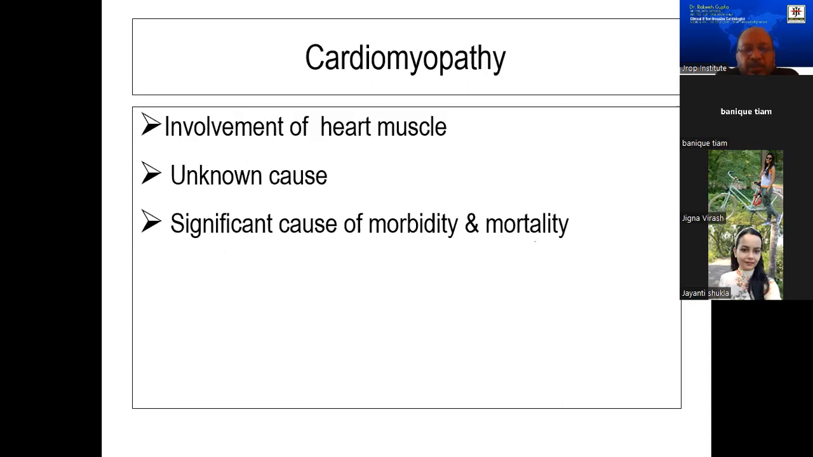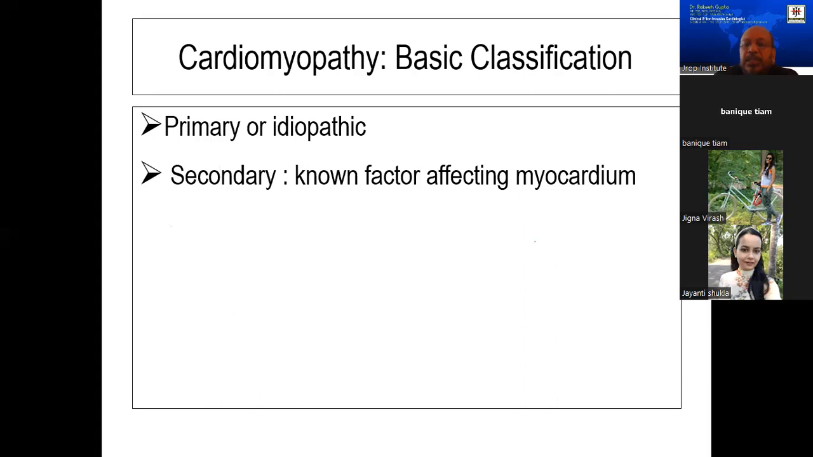What exactly is cardiomyopathy? Cardiomyopathy is a disease caused by involvement of the heart muscles. And the majority of the time, it's idiopathic, and it causes a significant increase in mortality as well as morbidity. That is the most important thing which cardiomyopathy does when we talk of these kinds of things.